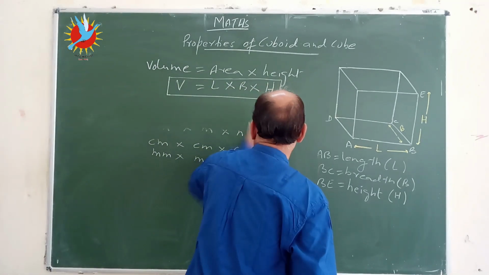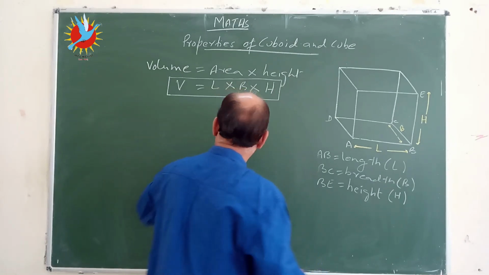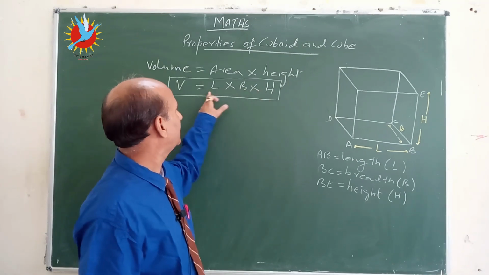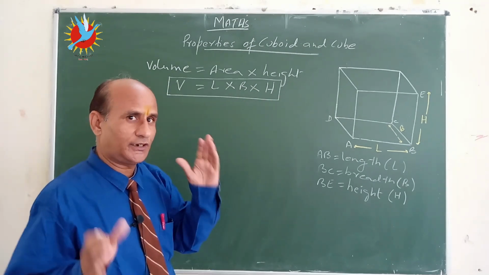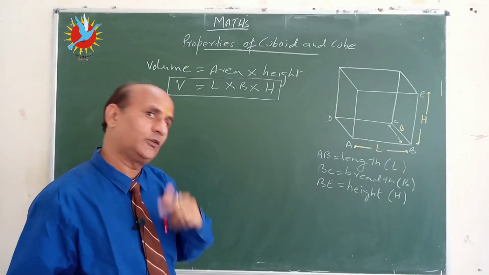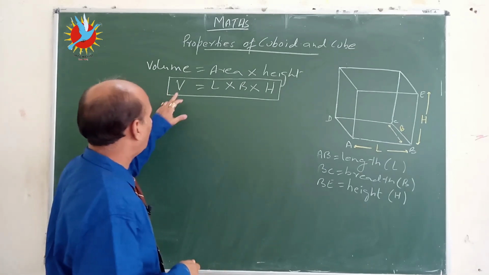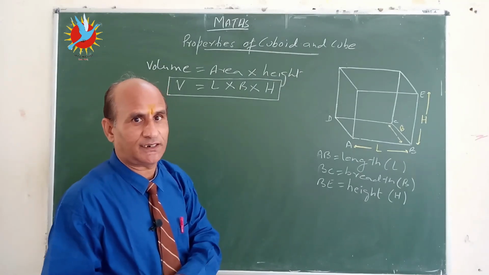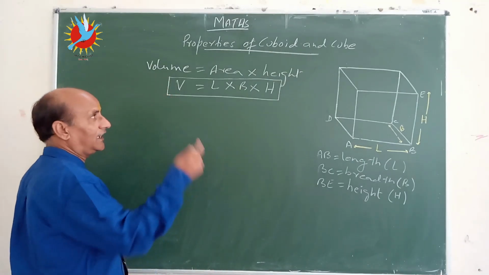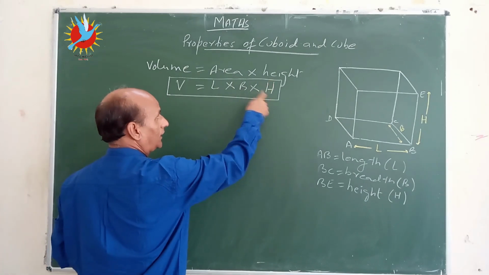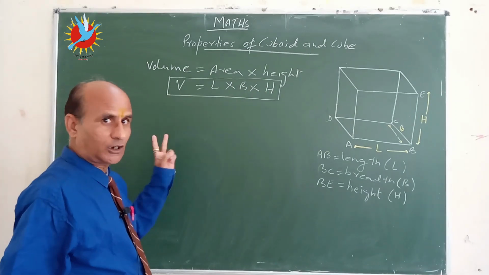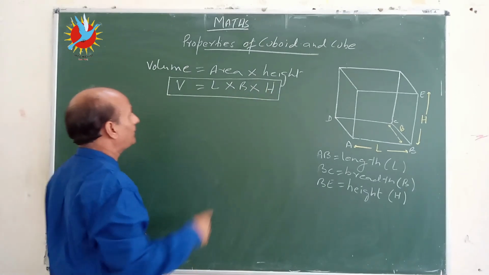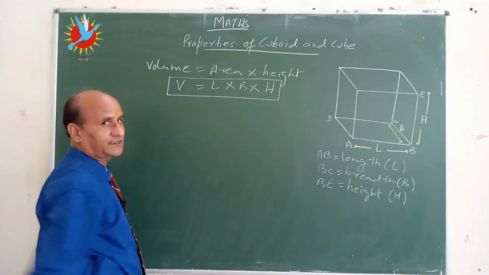Now since there are four different variables, one is V and the other three are length, breadth and height, it means if three are given, then you can find the fourth one. Suppose volume is given, length and breadth are given, and you are asked to find the height. So how do you find the length, width or height when volume is given along with the other two? Suppose breadth and height are given, volume is given, and you have to find the length.